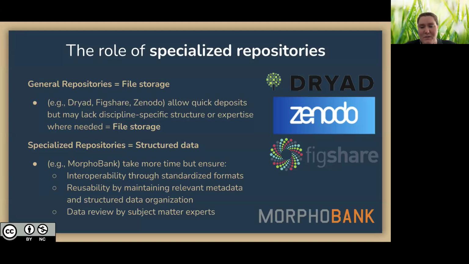Then there are specialized repositories. These are repositories that need structured data. For example, this is MorphoBank, and MorphoBank is for morphological phylogenetic matrices. Some of you may have heard of MorphoSource. That would be for things like 3D scans. So these repositories take more time to add your data to. It's not just a quick drop of files in, but it makes sure that the data is interoperable by making it a standardized format. It makes it reusable by maintaining relevant metadata and structure and data organization. And the data is usually peer reviewed by subject matter experts.